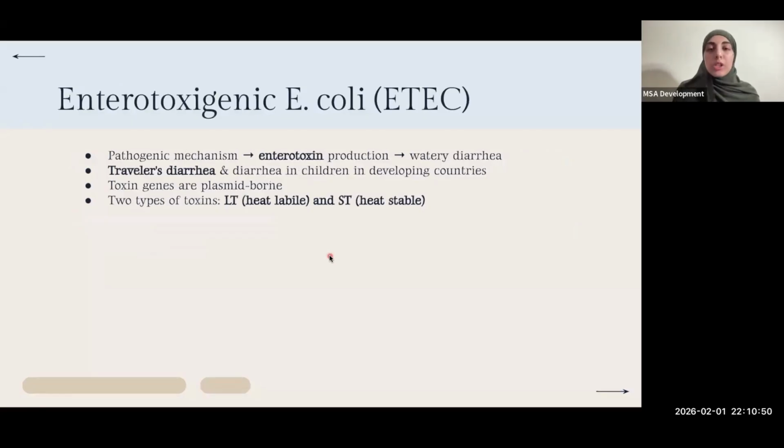First one is enterotoxigenic E. coli, or ETEC. From the name, enterotoxigenic. Toxi means it produces a toxin. So ETEC, pathogenic mechanism is enterotoxin production. Whenever you see enterotoxin, think watery diarrhea. Remember at the very beginning we said when there's toxin, it's watery diarrhea. When there's invasion, it's bloody diarrhea, okay? In this case, it's toxigenic. So there's enterotoxin and watery diarrhea.